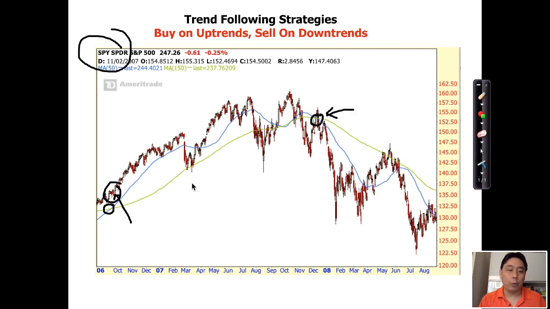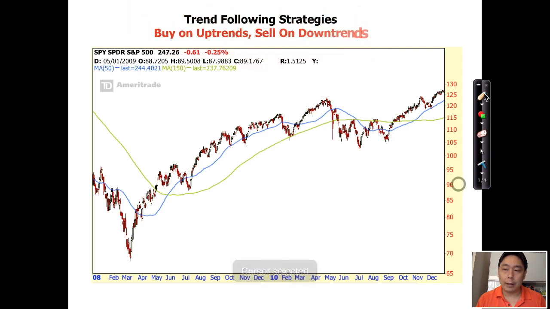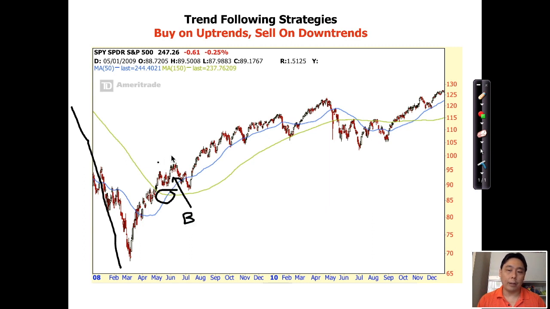So using trend following, you would have bought here at this price and sold here before the downtrend commenced, right? So that would have been the S&P. Selling here, you would have gotten out of the market before it went all the way down to $68, okay? And then again, you would wait for the 50 to cross back above the 150, the 50 sloping up, the green sloping up, you would again buy over here, and again ride the trend up.